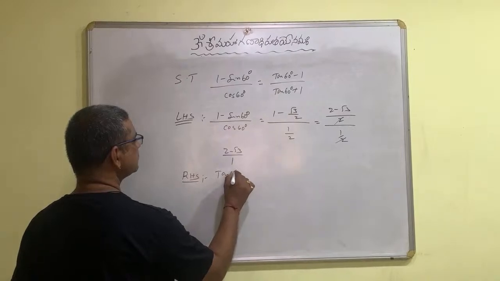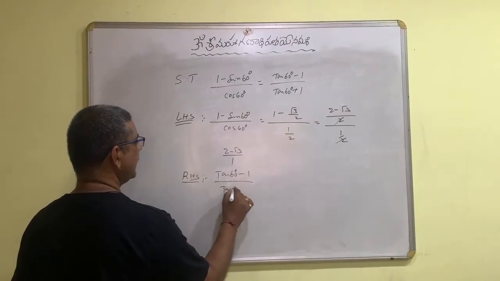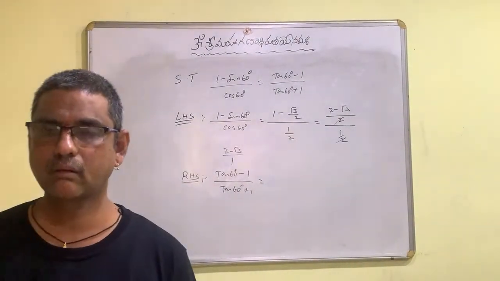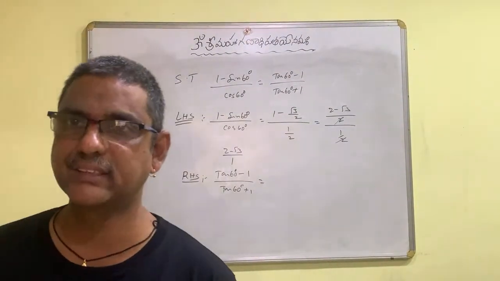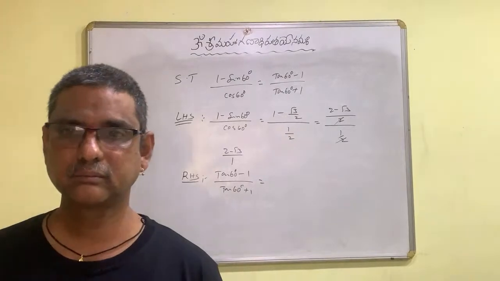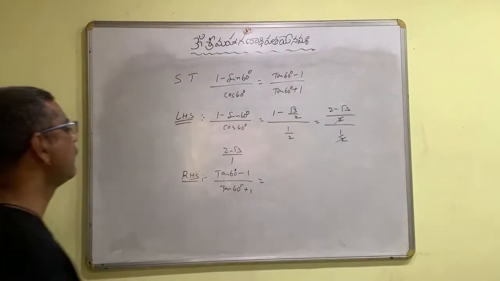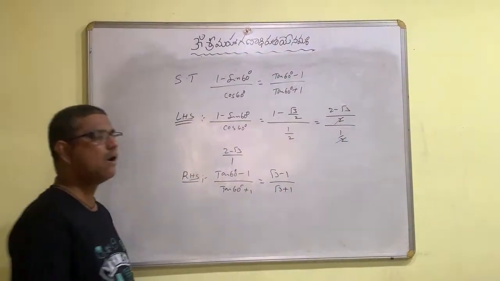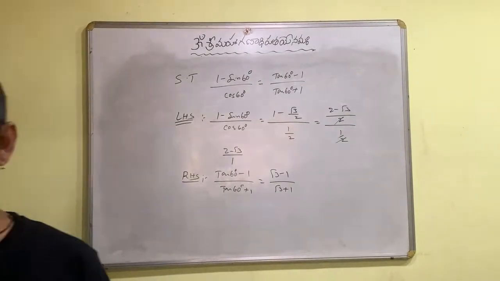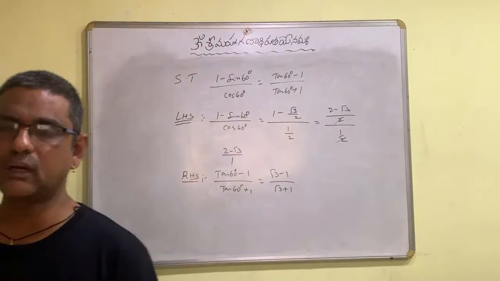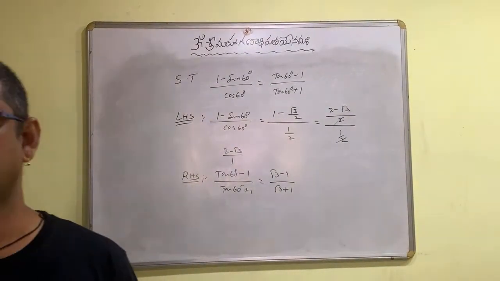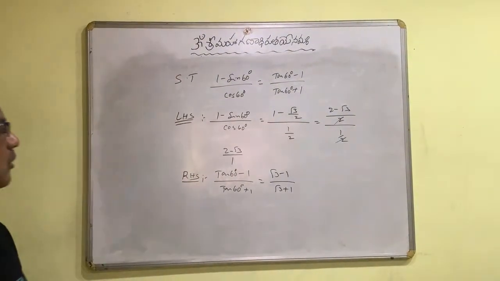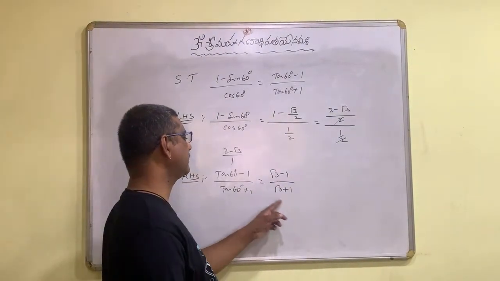Tan 60 degrees minus 1 by tan 60 plus 1. What is tan 60 degrees, children? Root 3, very good. So this is (root 3 minus 1) by (root 3 plus 1). Now we need to simplify this, because if we observe the denominator, it is an irrational number. So we need to change this denominator into a rational number.